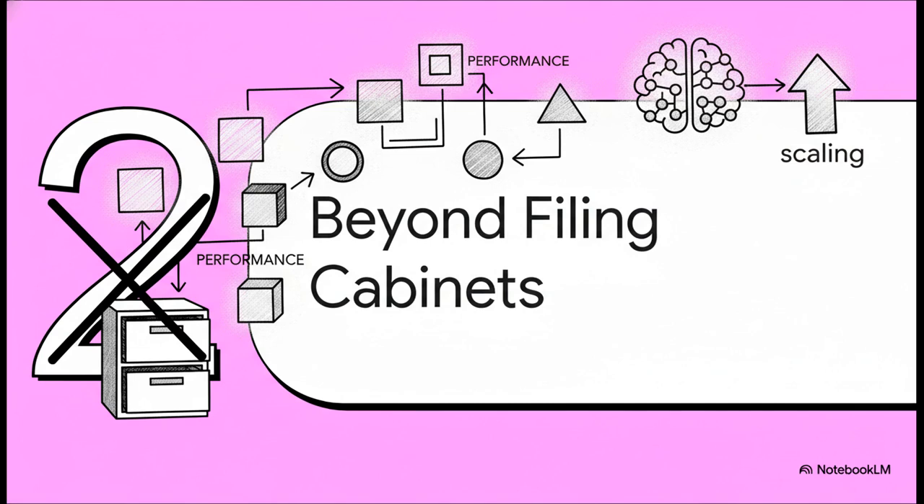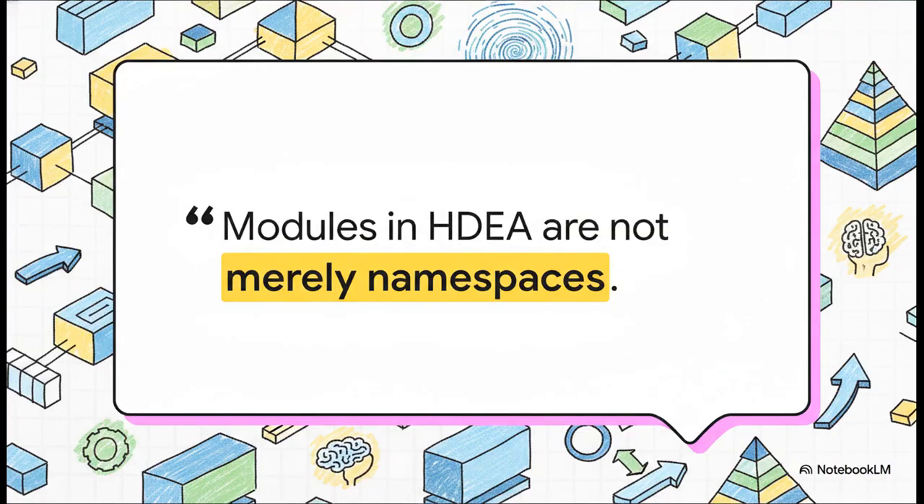To really solve this scaling problem, we have to think way beyond these simple digital filing cabinets. We need to start thinking about modules not as neat little containers, but as actual units of performance. And this leads us to a huge, fundamental shift in thinking. It's captured perfectly in this one sentence from the HDA architectural principles. Modules in HDA are not merely namespaces. They are not there just to make the code look pretty for a developer. Nope. They serve a much deeper, much more physical purpose.